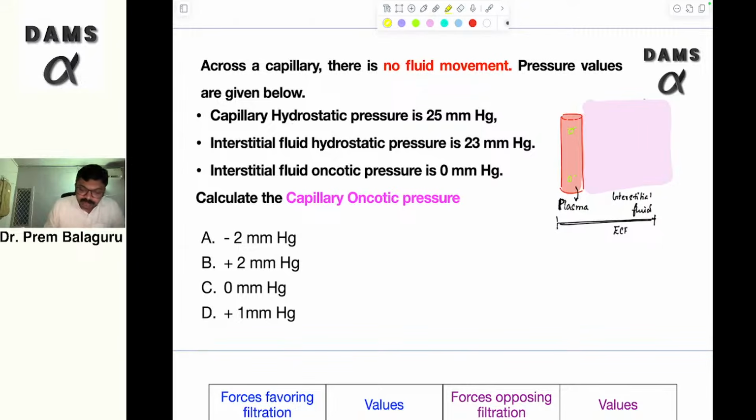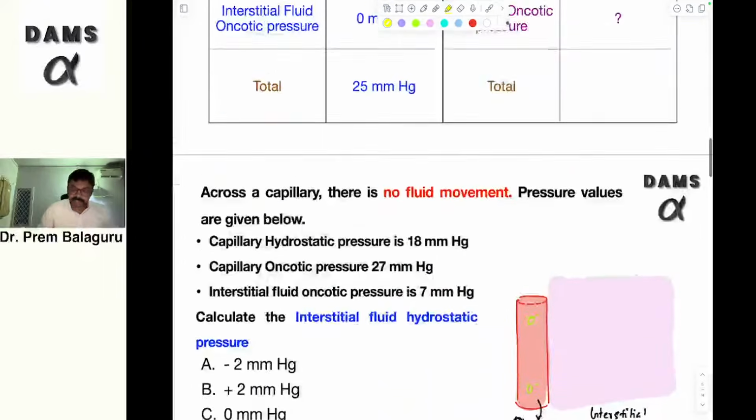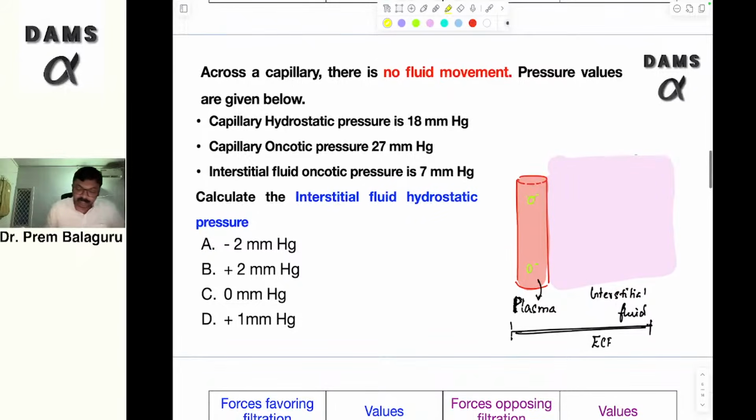Question number 1 is this, where the question asked us to identify capillary oncotic pressure. That is one set of students' opinion. And the other set of students were giving me a different question, where the question was asking us to calculate interstitial fluid hydrostatic pressure. So I have received 2 sets of questions from my students, so it's better I address both sets of questions, so that you are clear and thorough with the way you got to solve this question, guys.